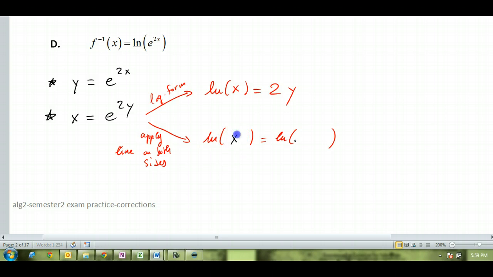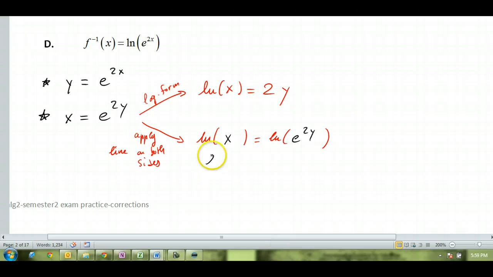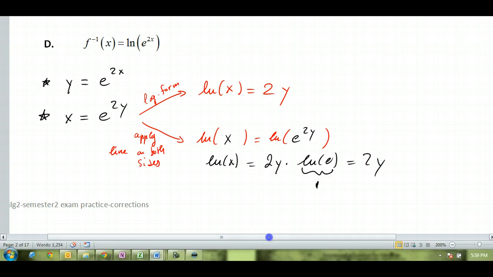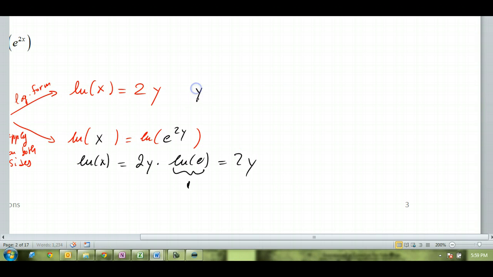here you have x, here you have e to the 2y. And so what do you have? So here it's ln x, right? And then the 2y goes out, right? So equals 2y times ln e, but ln e is just 1. Okay, so equals 2y, and we're back to where we started. Okay, and then finally you solve. So you got y equals 1/2 of ln x, okay? And don't forget, this is actually just f minus 1 of x.